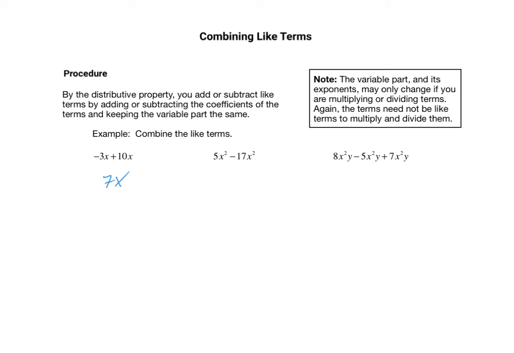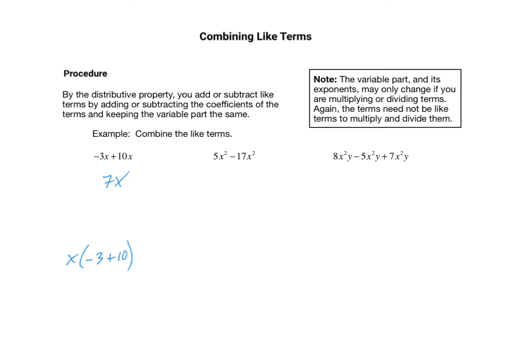And the reason, again, this is true is because of the distributive property. If you had x times negative 3 plus 10, that quantity, you distribute the x in here, which would give you the negative 3x plus the 10x. And of course, negative 3 plus 10 is just 7. So this thing and this thing must be exactly the same. So to add like terms, you simply add the coefficients and keep the variable part the same.